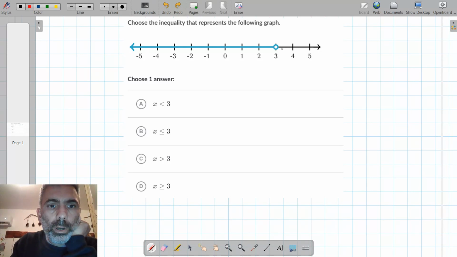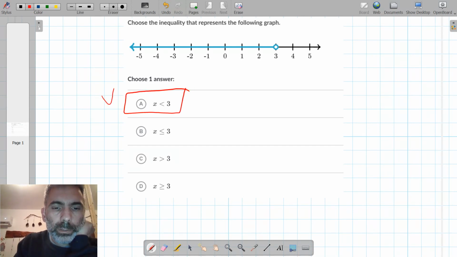If the circle is hollow, it means that it does not include the number 3 itself. So all the numbers that are less than 3, not including 3. So option A is the correct answer. And this is not correct because we see here that the circle around the number 3 is hollow, which means that it does not include the number 3 itself. Okay, x is greater than 3 is not correct because the colored arrow is not to the right, it is to the left, which means that all the values of x should be less than 3.